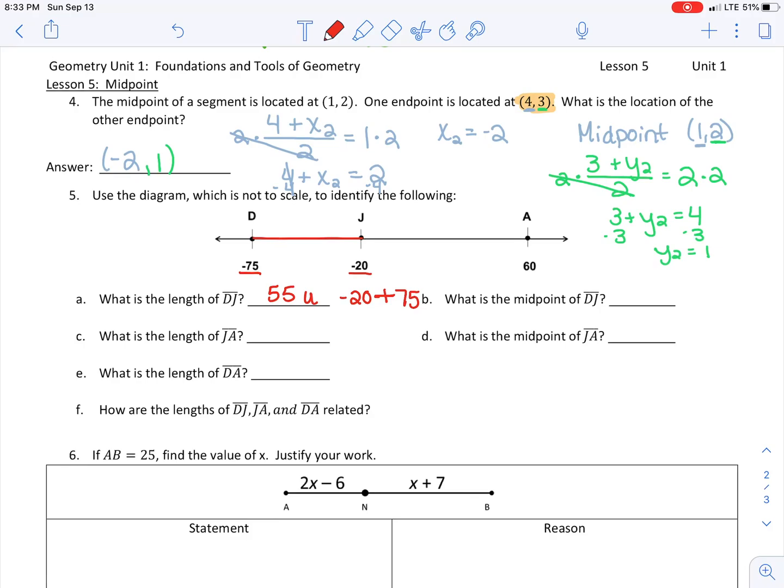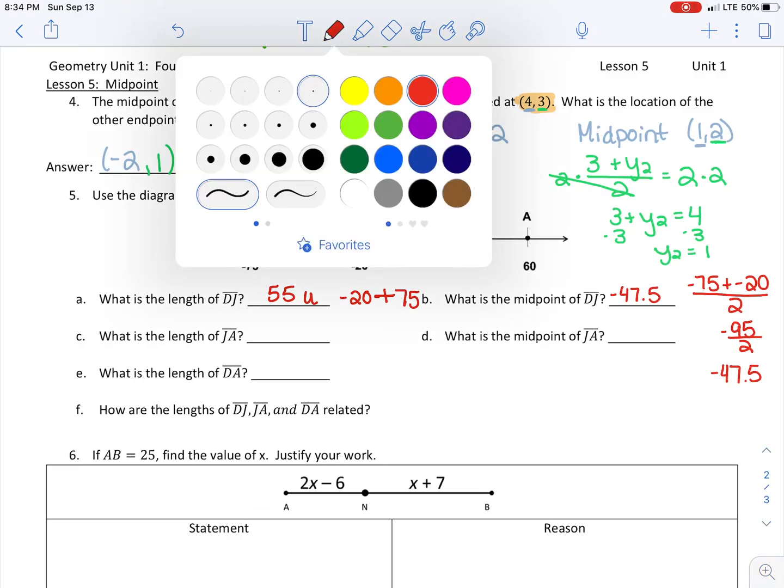Now part B wants to know what the midpoint of that is. With midpoint, we do it like our formula. We add the two numbers together and then divide by 2. So we take negative 75 plus negative 20 and divide it by 2. Negative 75 plus a negative is really just subtracting, so it's negative 75 minus 20, which is negative 95 over 2, which is negative 47.5. So that's where my midpoint is going to be, at negative 47.5.